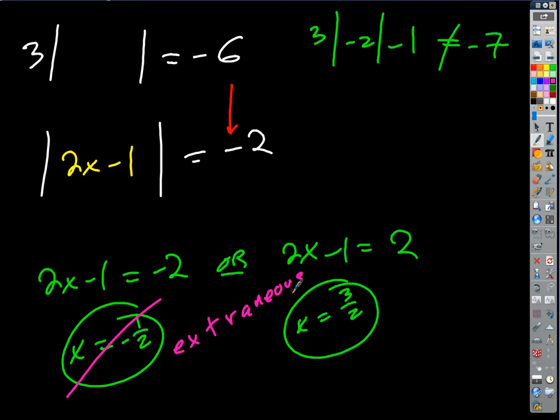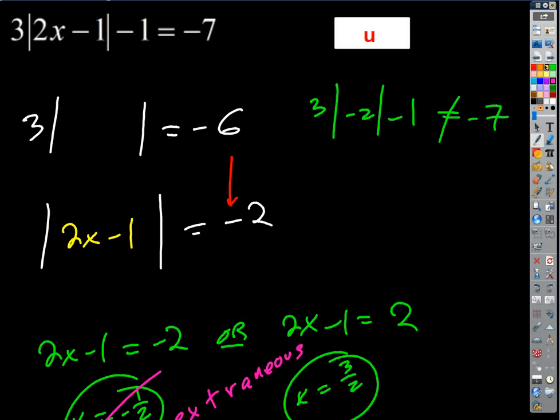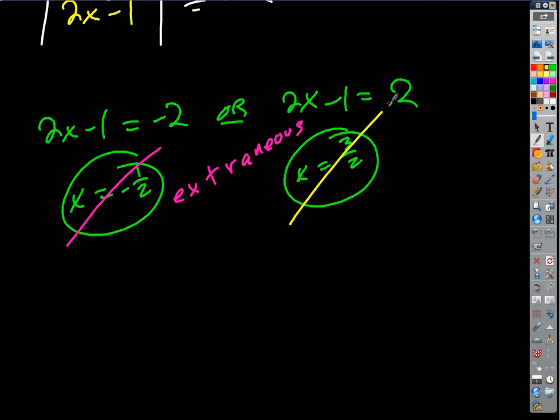And if we try 3/2, we're going to get the same thing. I promise you, we're going to get the same thing. In fact, it's going to look just like this. If I try 3/2, I'm going to get 3 times 2 times 3/2 is 3. 3 minus 1 is 2. So I'm going to get 3 times the absolute value of 2 minus 1 equals negative 7, which is also not true, right? So the math gods, they do a good job of making sure that things work out the way they're supposed to.